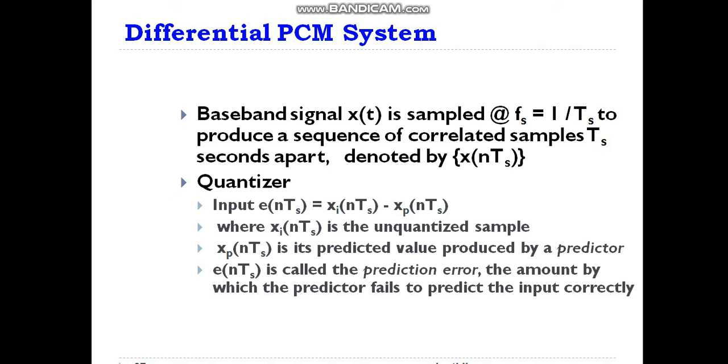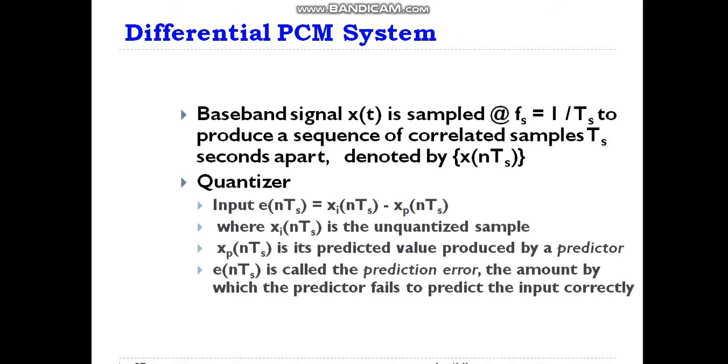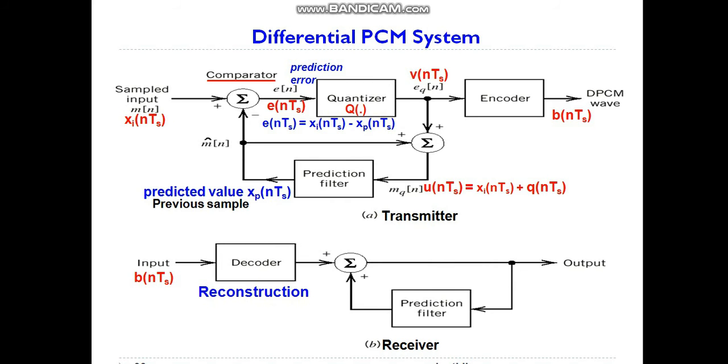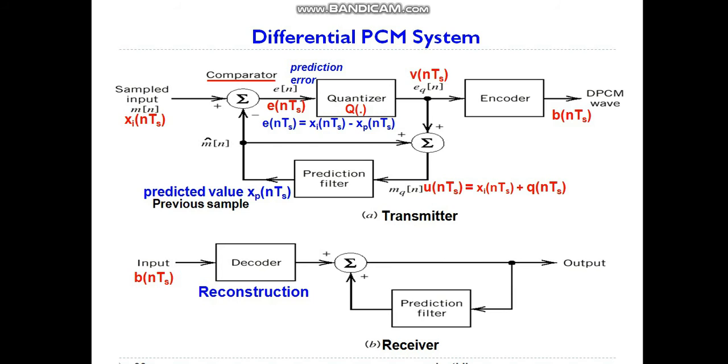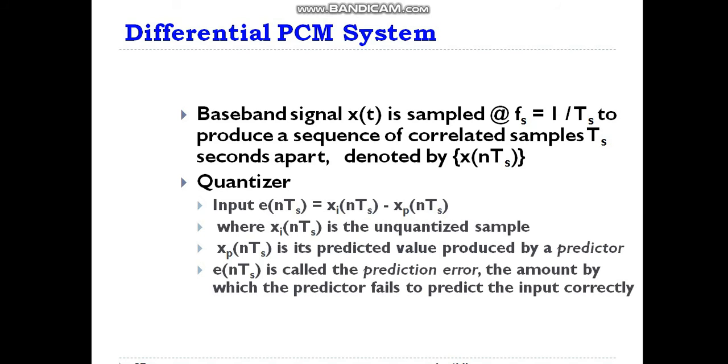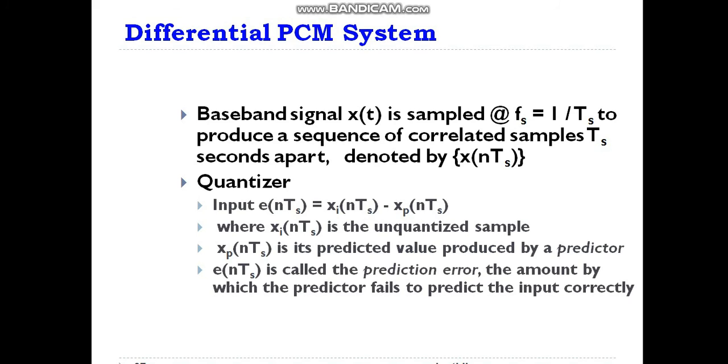We will see that here. Generally in the quantizer process, the input signal is e of nTs, which equals x_i of nTs minus x_p of nTs. Here x_p of nTs is a predicted value, x_i of nTs is the sampled input, and e of nTs is called the prediction error, the amount by which the prediction differs from the input.